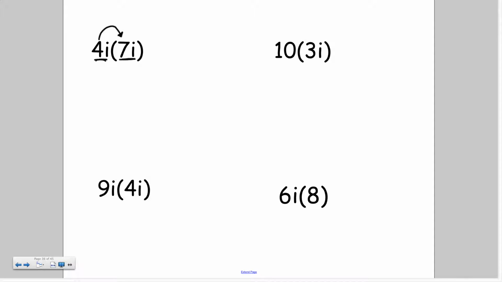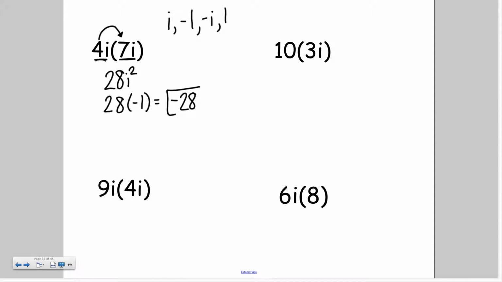So 4 times 7 is 28. I times I is I squared. Now, I can't leave it I squared. I've got to go back to my pattern. And I squared is going to be negative 1. So 28 times negative 1 is going to end up giving me negative 28.